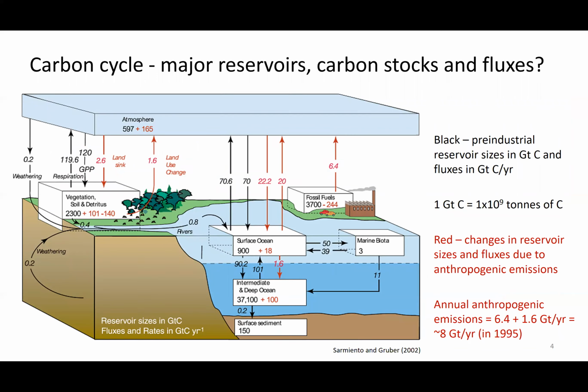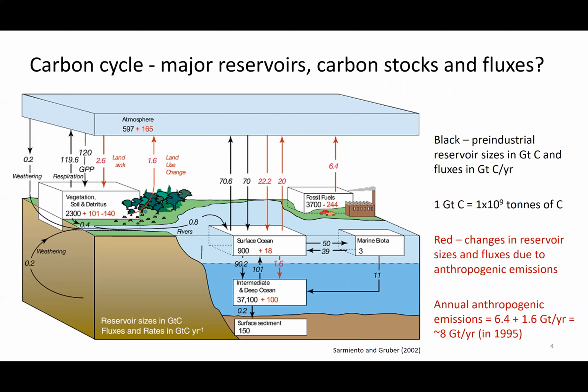Well, the starting point for doing this, just like the hydrological cycle, is to take a closer look at the carbon cycle. And so here we have a diagram of the major reservoirs in the carbon cycle and also the fluxes between those reservoirs. Now this diagram is complicated a little bit by the fact that it has both black and red arrows on it, and it has black numbers as well as red numbers which represent the carbon stocks in the reservoirs.